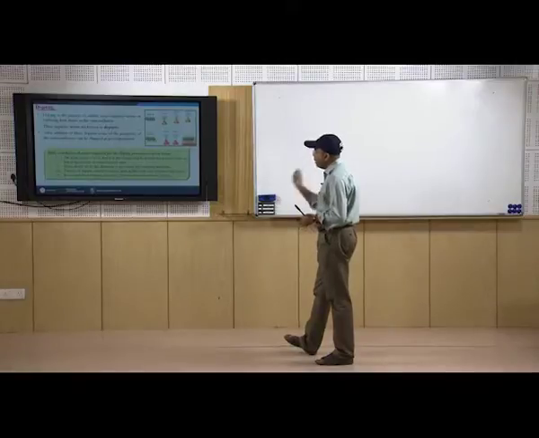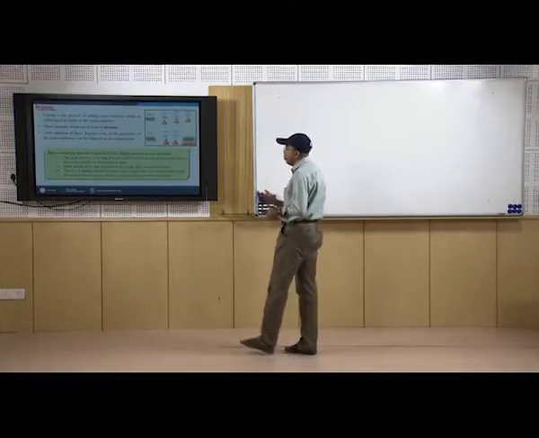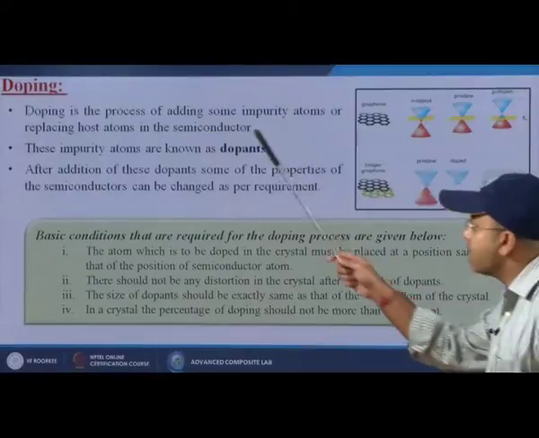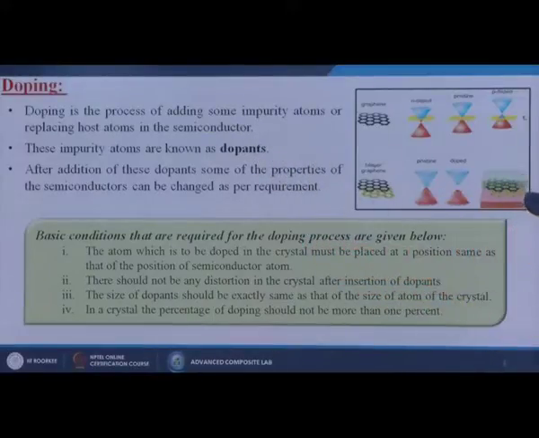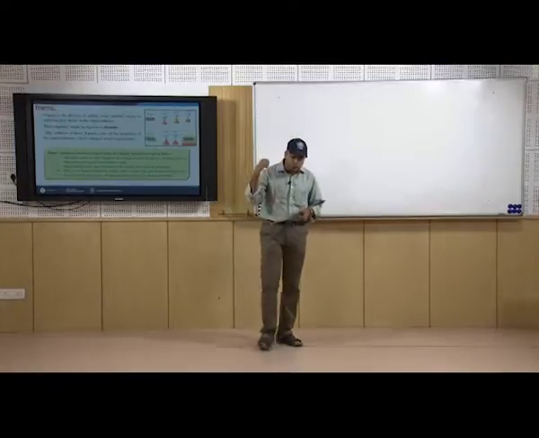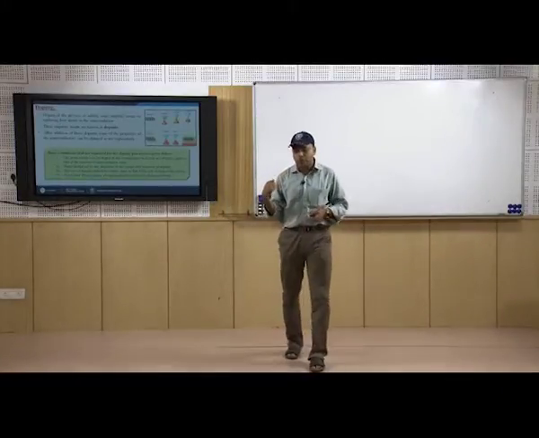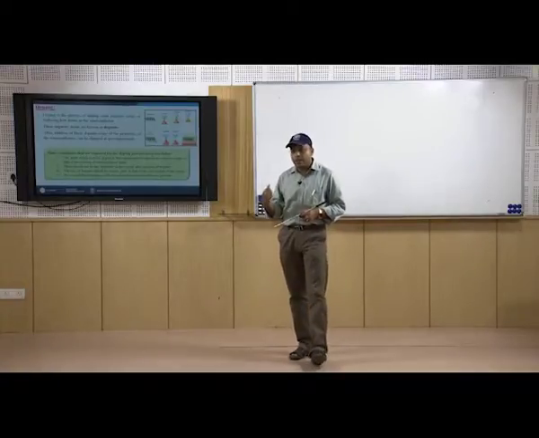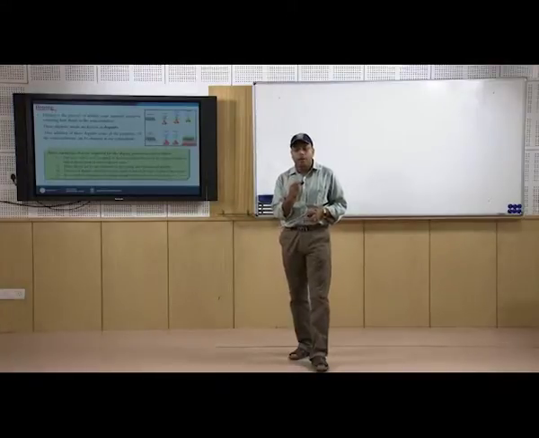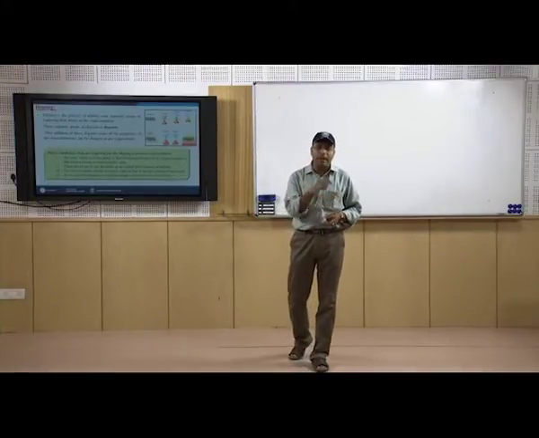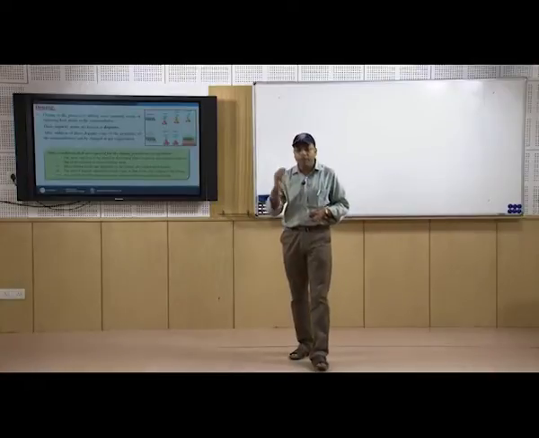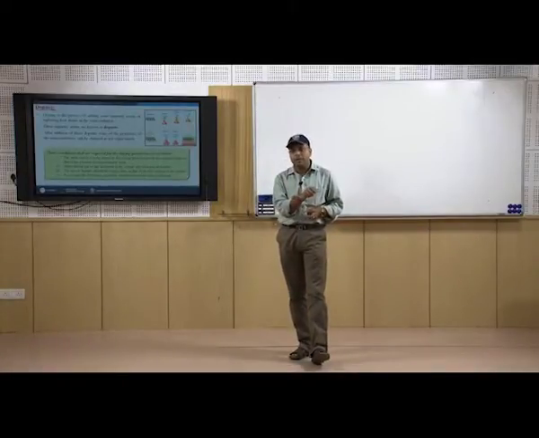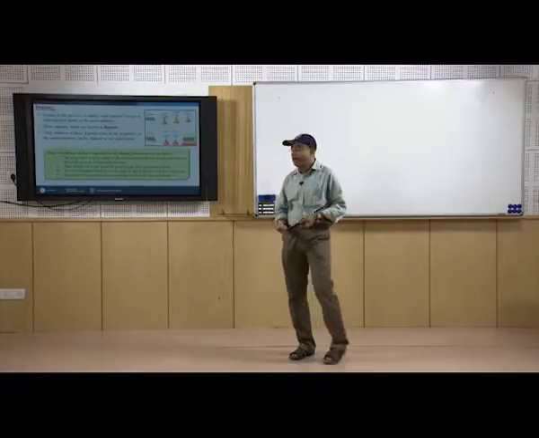So again we are going into the details. First, let us know the doping. As I told already, doping is the process of adding some impurity atoms, replacing the host atoms in the semiconductor. When we go into the classification of this doping, we will elaborately discuss how it is done. Either one atom of that particular material can be substituted by the doping material, or the doping material can go into the interstitial site of that particular material. So by these two methods we can do the doping.